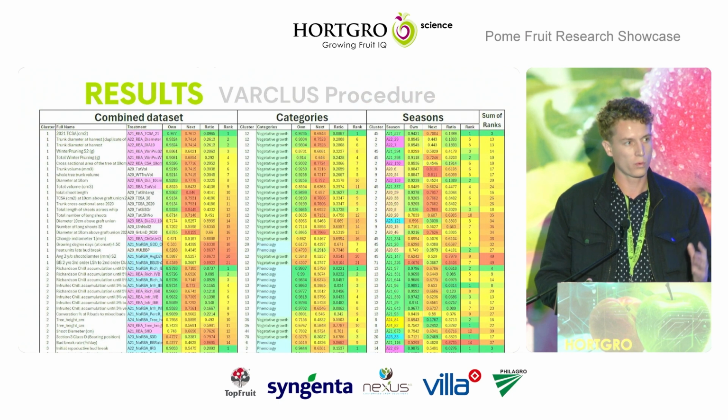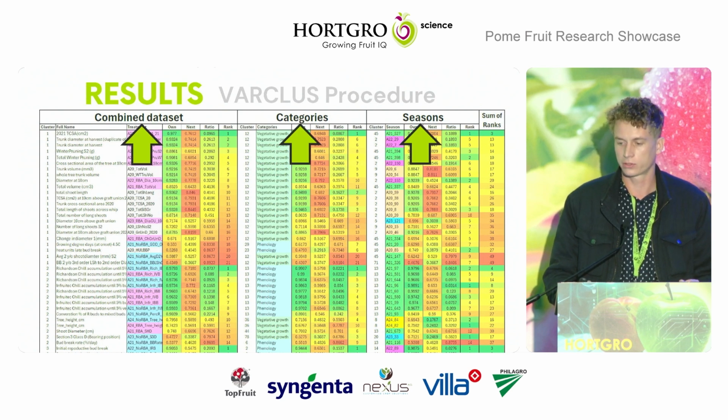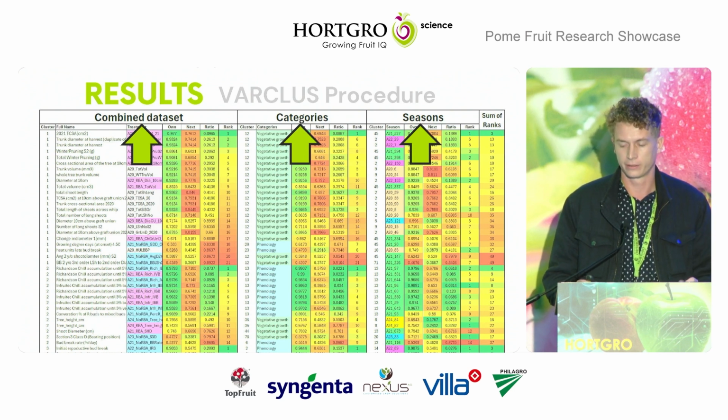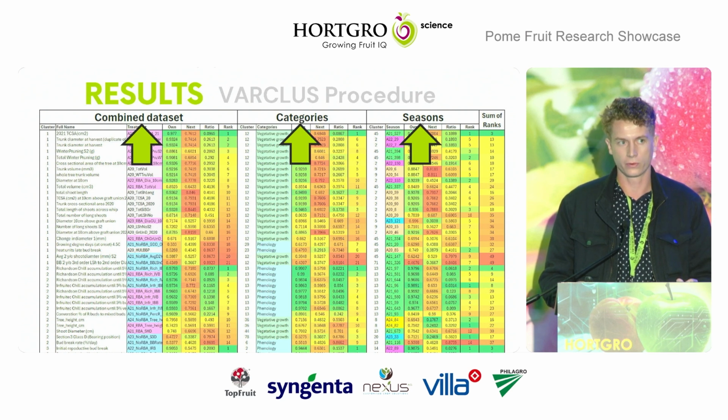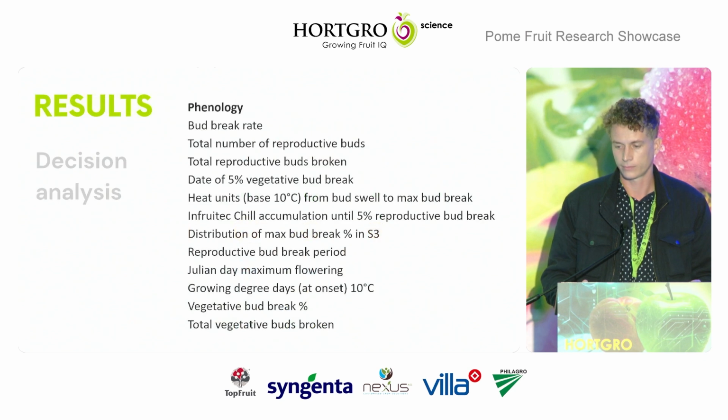This table is just a small piece of the results for the VAR class procedure. We compared the results of the combined data set, the results of each category, and the results of each season when selecting variables in order to ensure that the selected variables are of high statistical importance. This figure shows the number of identified variables through the VAR class procedure for each one of the categories and for each one of the different seasons. This table shows all the variables identified for the category of phenology through the decision analysis that was held.